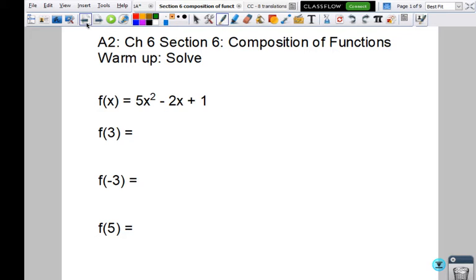On this, I have f of x equals 5x squared minus 2x plus 1. Jaden, remember what that f of x is? Function of x. That's true. So, f of x is a function.